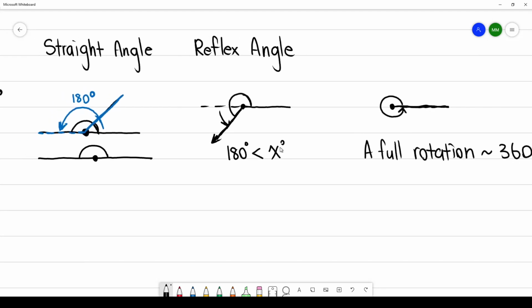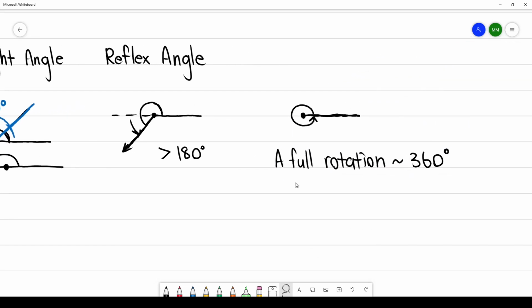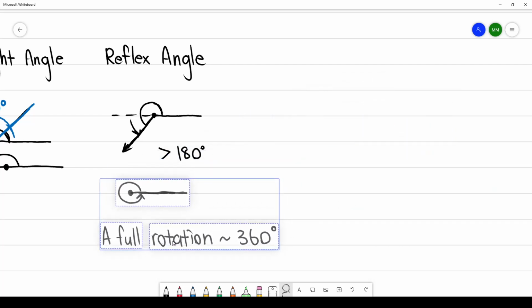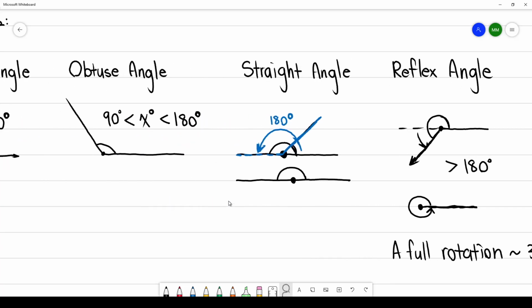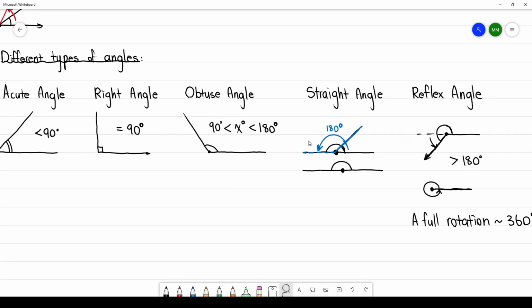But anyway, any angle that is greater than 180 degrees, maybe write it this way, greater than 180 degrees is called a reflex angle. And then the special type is when you rotate it all the way around, and that is a full rotation. That is not called anything special, but it's 360 degrees. Okay? So these are the 5 types of angles.